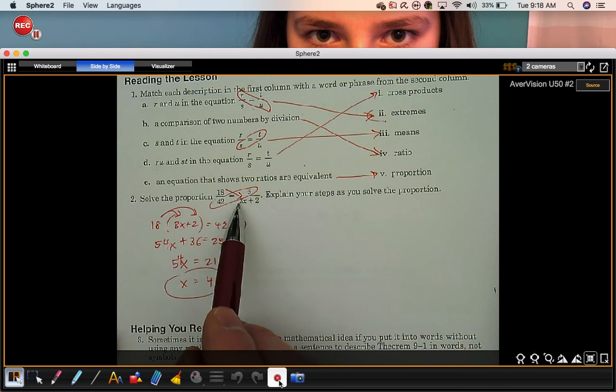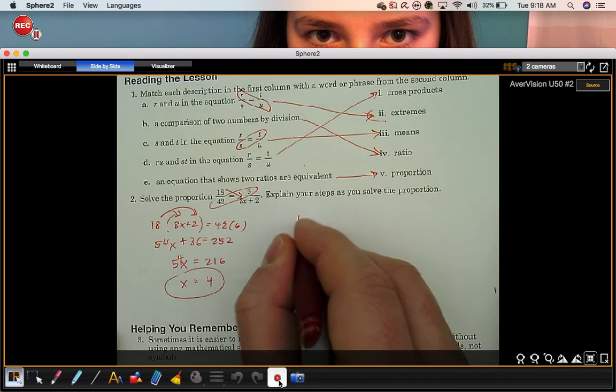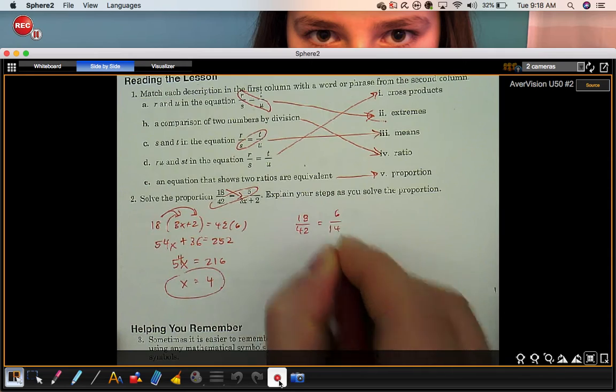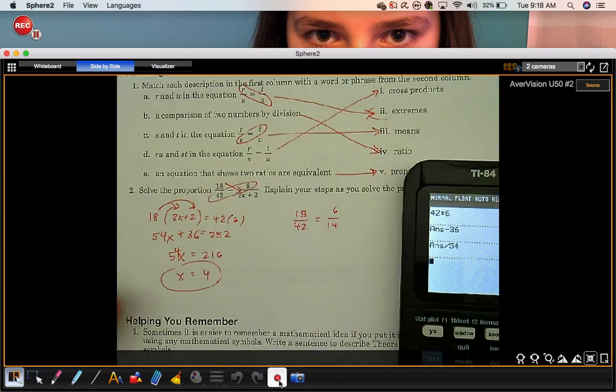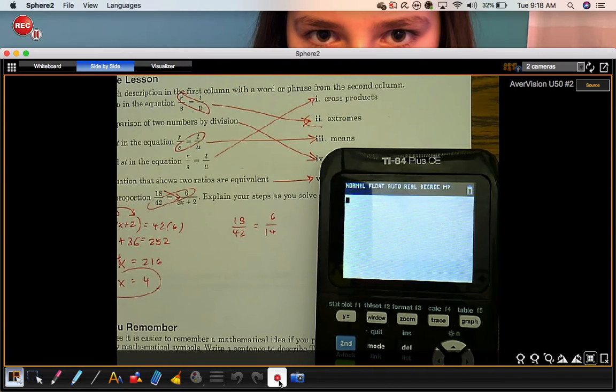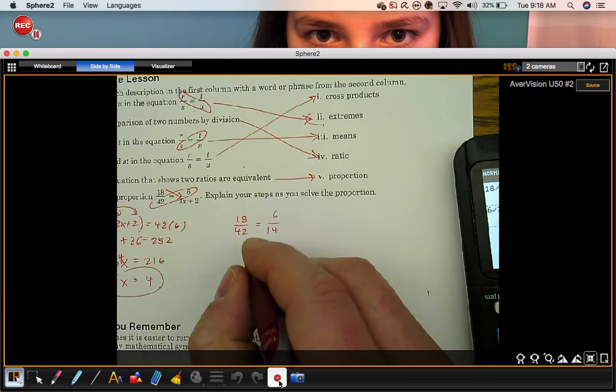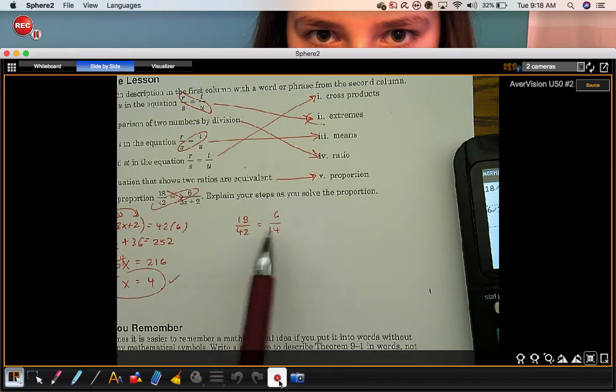If x is 4, 3 times 4 is 12. 12 plus 2 is 14. So 18 over 42, does that equal 6 over 14? Boy, I hope so. I actually think both of those need reduced. 18 to 42 is 3/7. 6 to 14 is 3/7 also. That's how you know that you're right, because these equal each other.